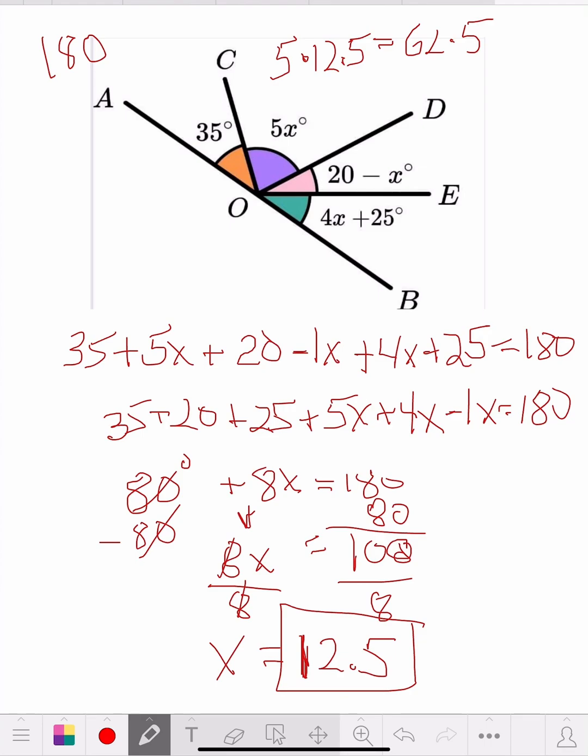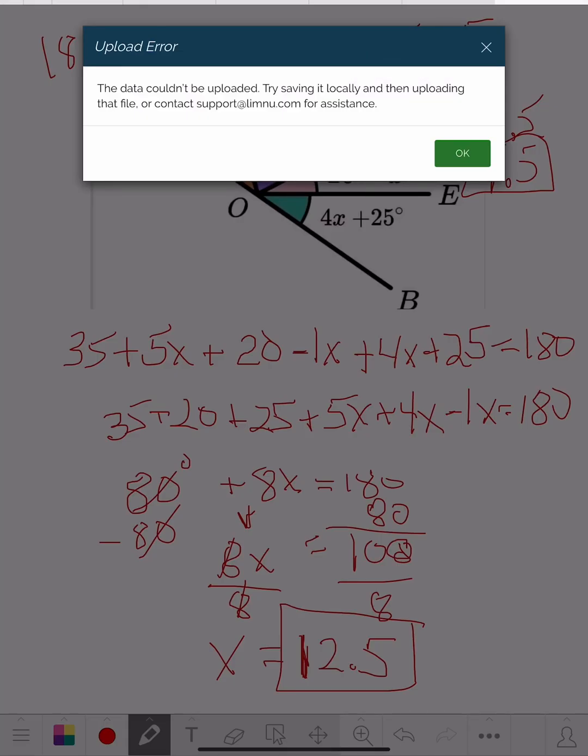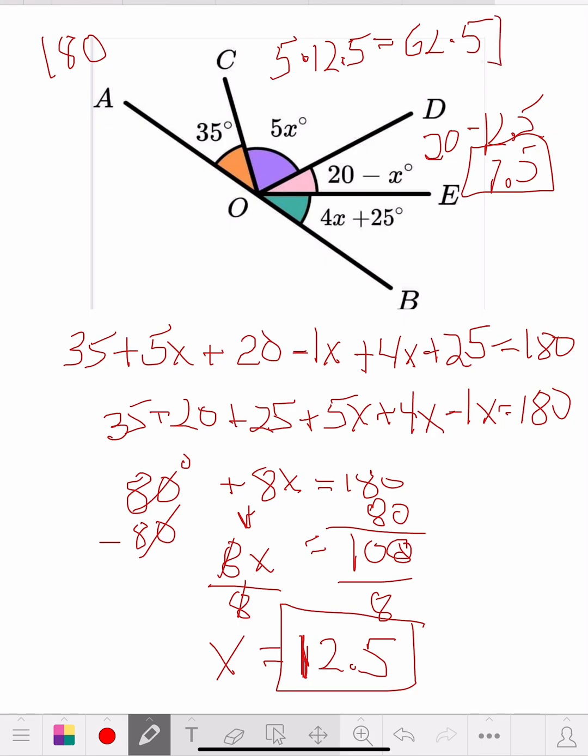But they just asked for solve for x. You see how you can solve, and you can put the degrees in there if you need to. Just like here, you can do 20 minus 12.5 equals 7.5. So you can go back to each one of these and just solve that.